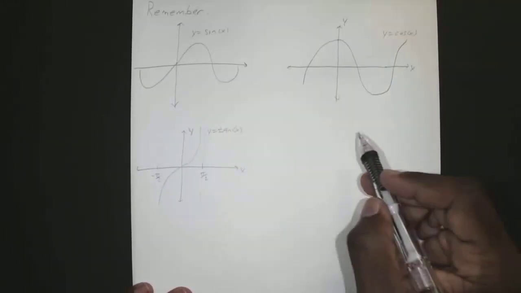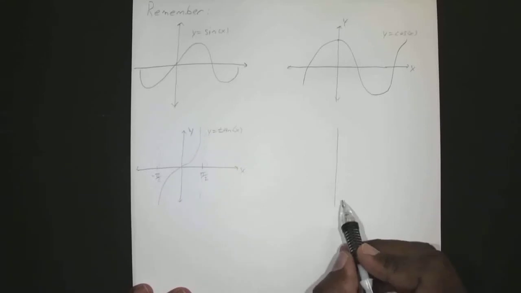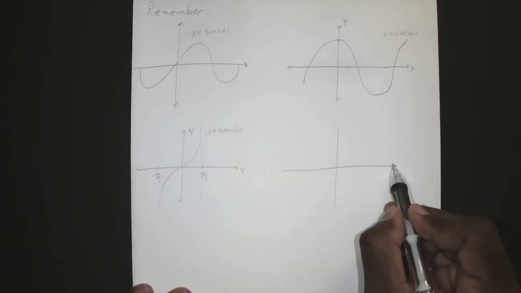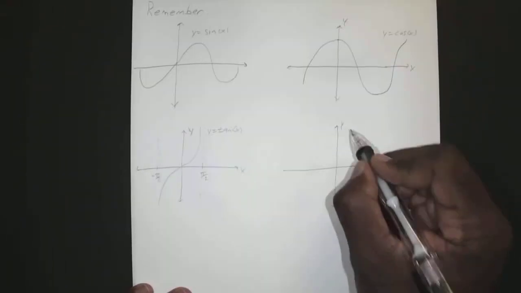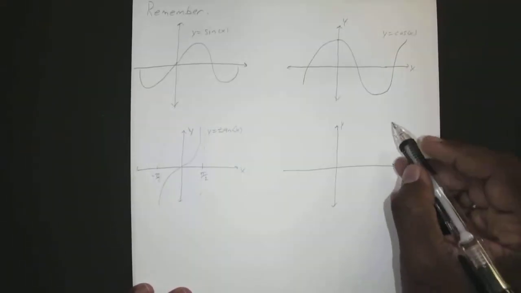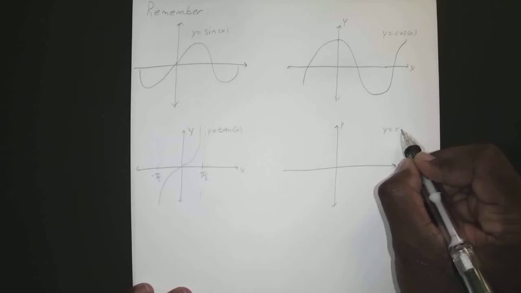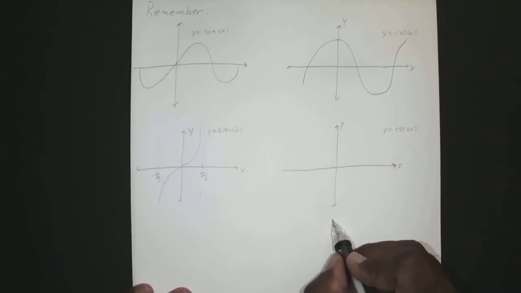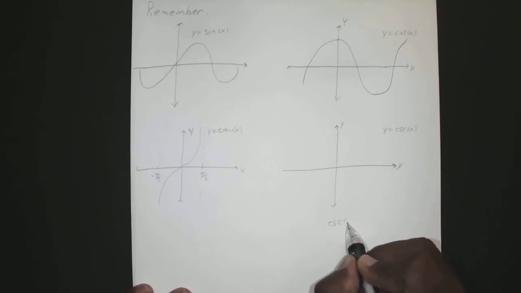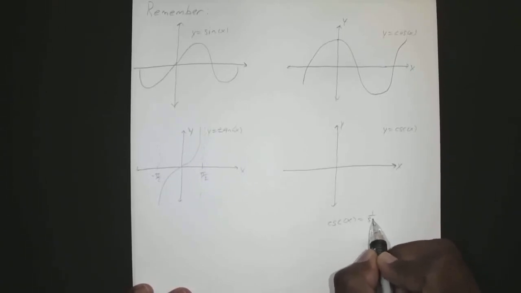Okay, so if we have cosecant of x, we have x and we have y. So we have y equals cosecant of x. And remember, cosecant of x is just 1 over sine of x.